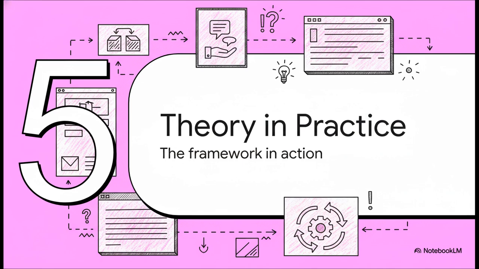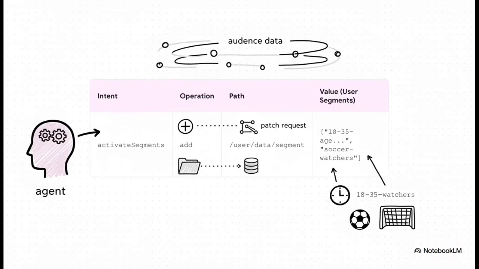All right, that's enough theory. Let's make this real. How would an agent actually use this framework to make a change in a live running ad auction? Check this out. Let's say we have an agent, and its only job is to add audience data to the auction. Its patch request would look a little something like this.